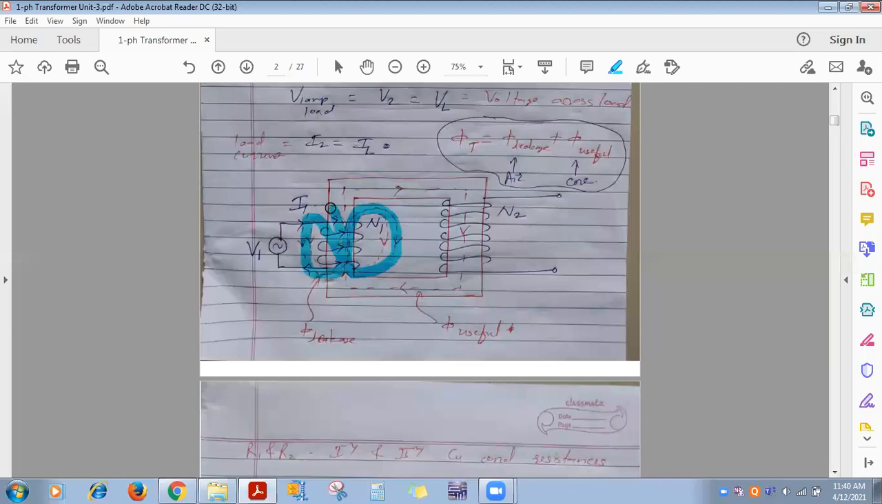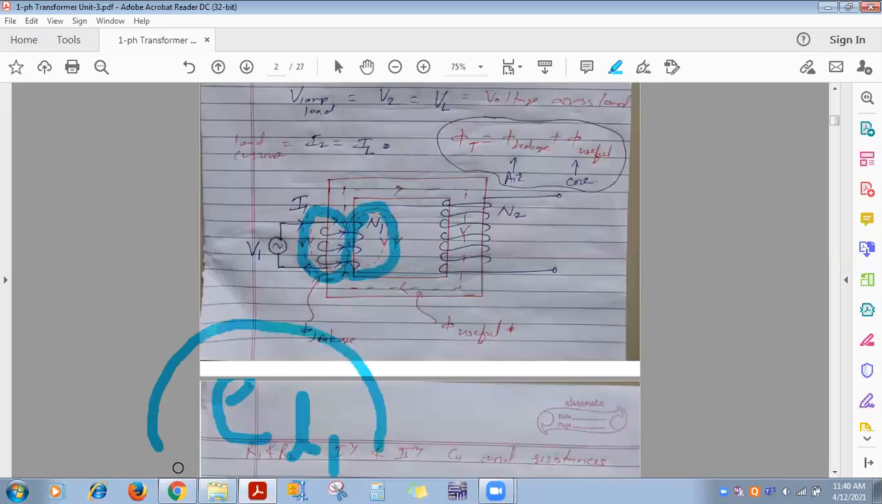So to consider the effect of this leakage flux, what is done? This is the leakage flux. It is coming in contact with N1 number of turns. So as per Faraday's law of electromagnetic induction, EMF will get induced in these N1 turns, and that is marked as small e suffix L1. L stands for leakage, small e stands for induced EMF because of leakage flux, and suffix 1 stands for primary winding.